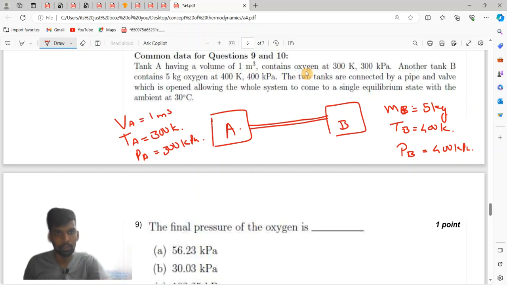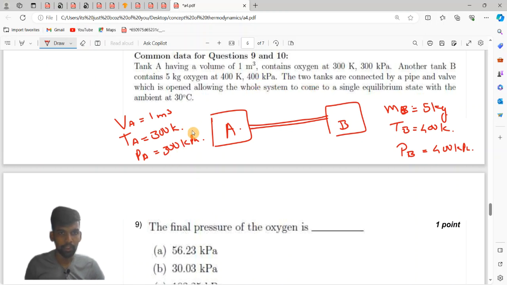Similarly, one more thing, they haven't mentioned anything about work and all. They need to mention it explicitly, but they haven't. And also they haven't mentioned the rigidity of the tank in this question. But we will still assume the tanks are rigid, because it will be very difficult for us to solve it if we don't assume it. If it comes in an exam, they will definitely give you that tanks are rigid. But here they haven't given. That's their problem.